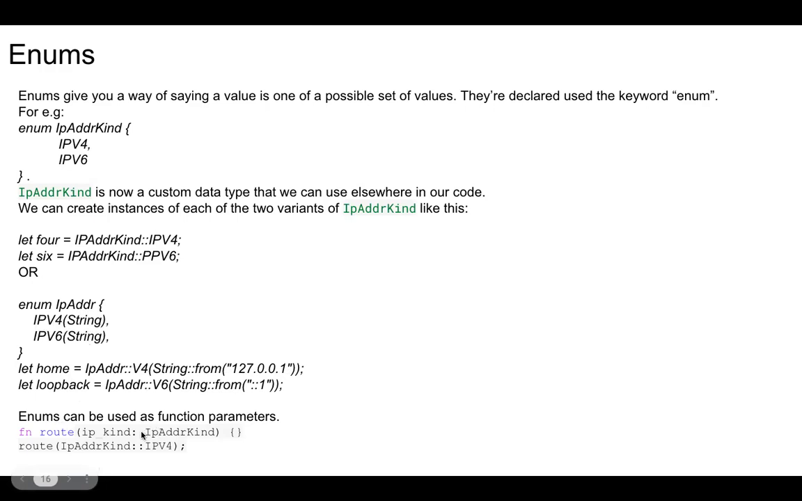You can use enums to be passed as function parameters. So say for example here you have declared a function route. The variable name, its type is what we have declared, IPADR kind. How do you pass a value to it? You invoke the function. So the function name, within brackets, the value. You can give it this way, or you could even use it like this, home here, route home, which is of the same data type, right?